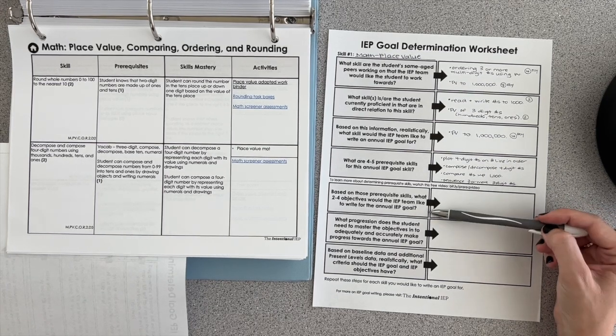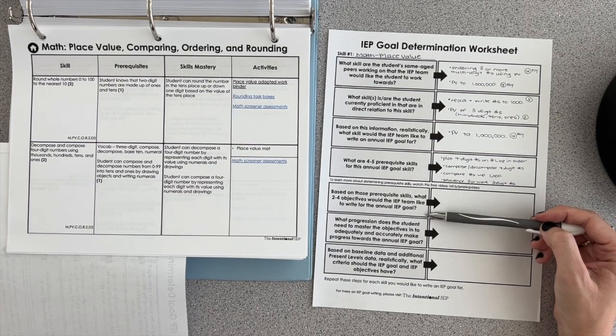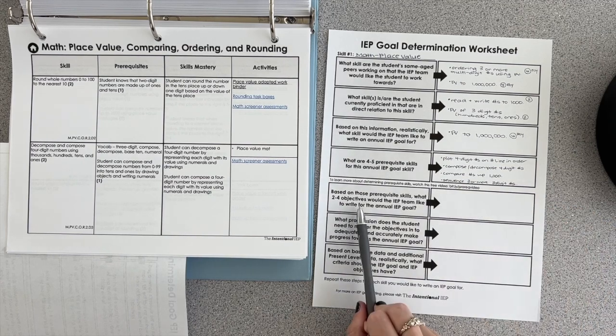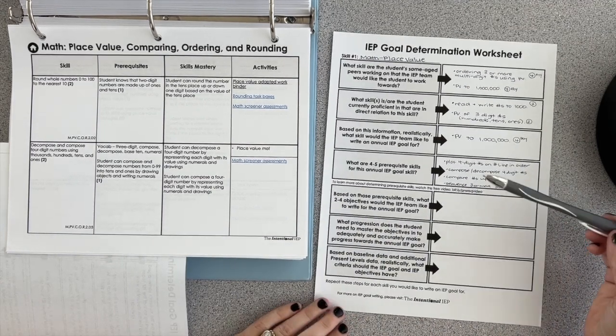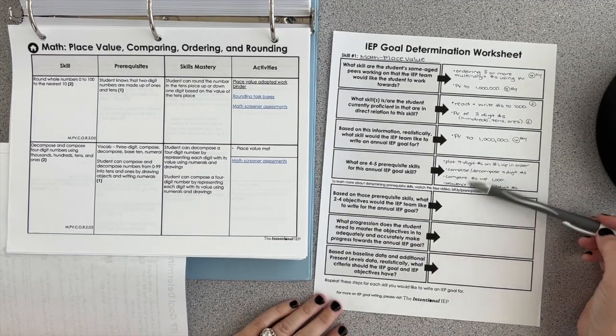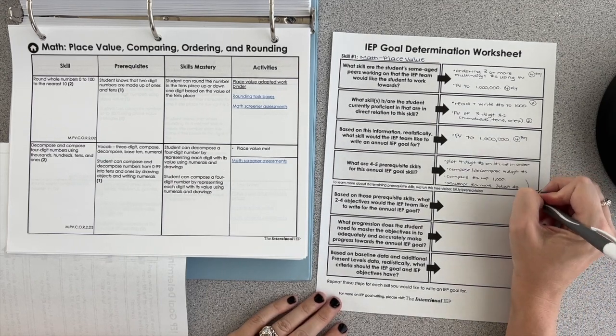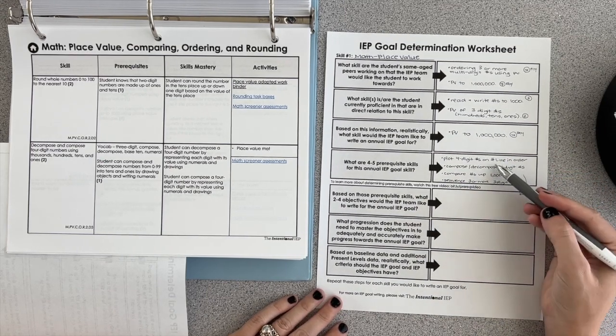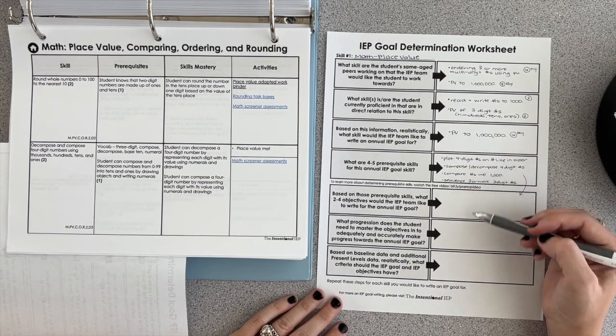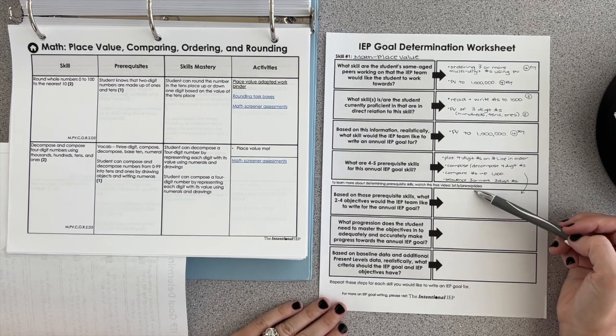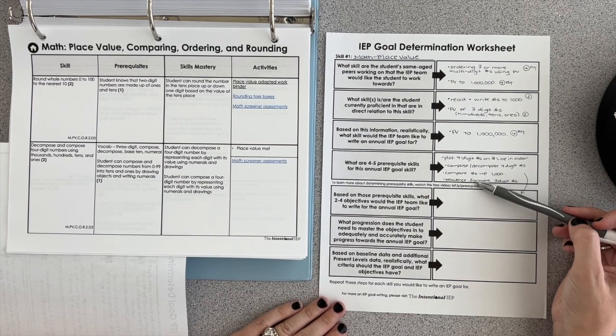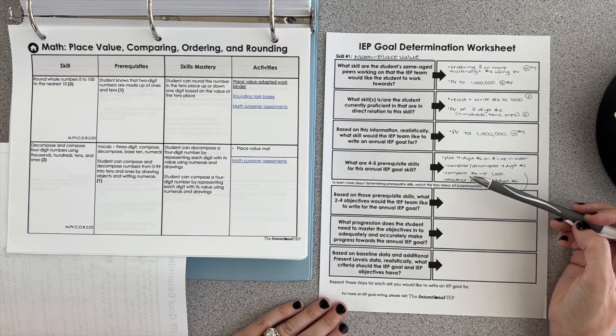Now you move on to the next step. Based on those prerequisite skills, what 2 to 4 objectives would you like to write as the IEP team? So from here, this is a direct relation to here. Okay, which of these do I want her to know? You can choose all of them. That's fine, and work on one each marking period, or however you wanted to do that.